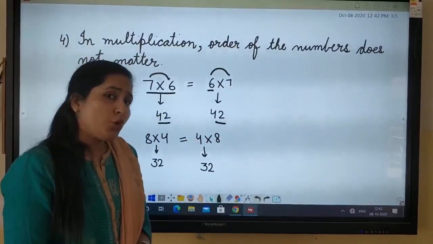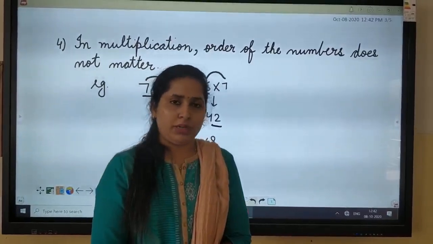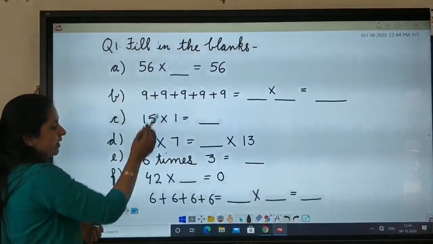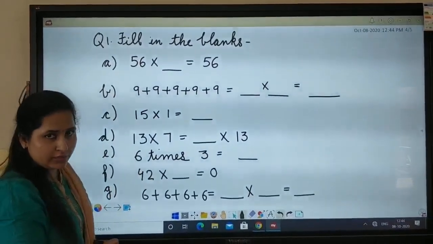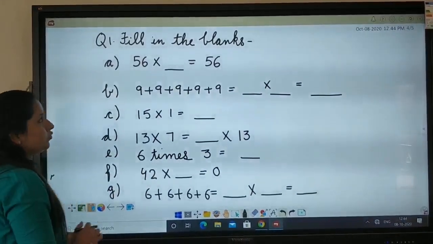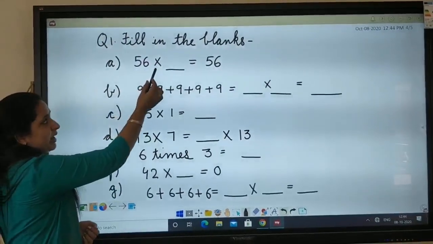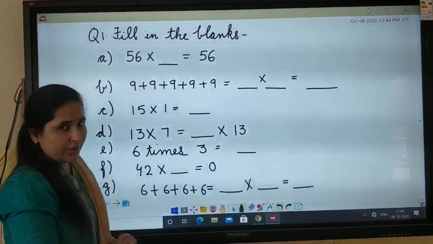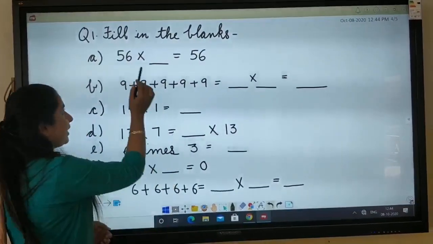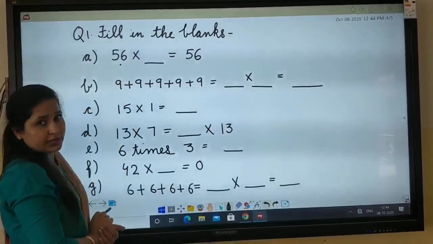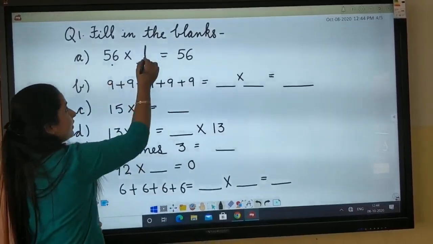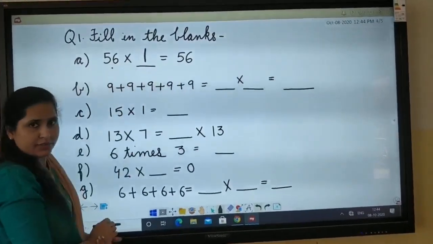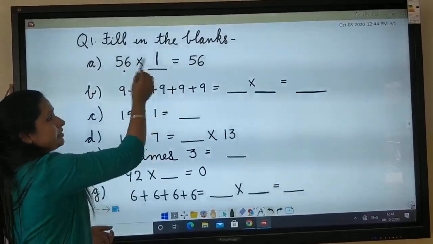Now let us do a few questions based on these properties. In this question, you have to fill in the blank. These blanks are given based on the properties of multiplication which we have done now. So what is the first one? 56 multiplied by dash gives you the answer 56. When we multiply a number by 1, the answer will be the same. 56 multiplied by 1, the answer is 56. That's why we got to know it is 1 here.